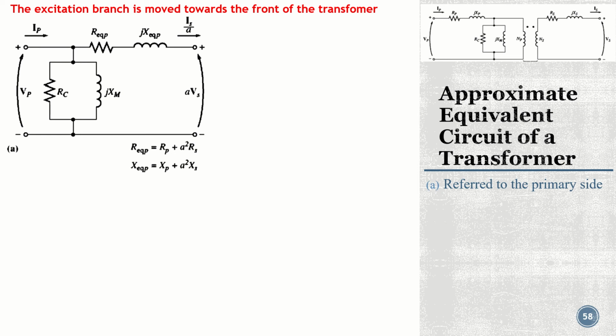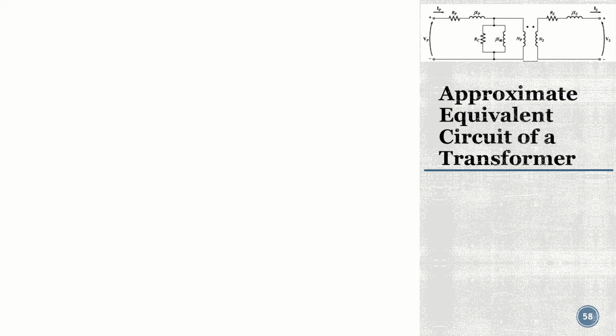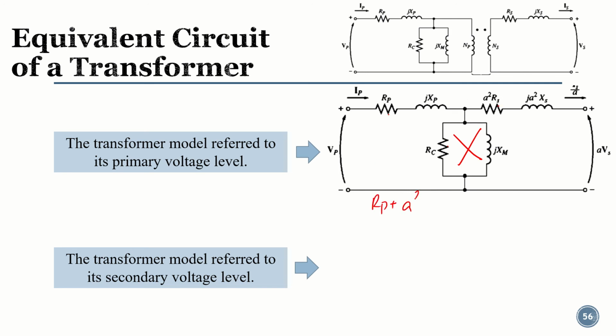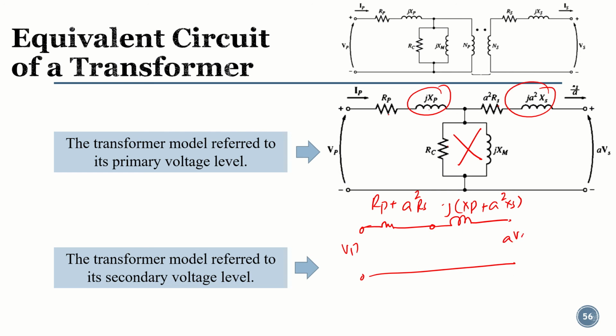That will make our circuit simpler. For example, this is my model, and now I am removing this. If I remove this, these two resistances become in series, so the total resistance will be Rp plus A square times Rs. That will be the only resistive component, and then I will have only the inductive component. This is also in series, this is also in series. So the total reactance will be Xp plus A square times Xs, and on this side we have the primary side voltage, and on this side we have the secondary side voltage. So that will be the simplified model.